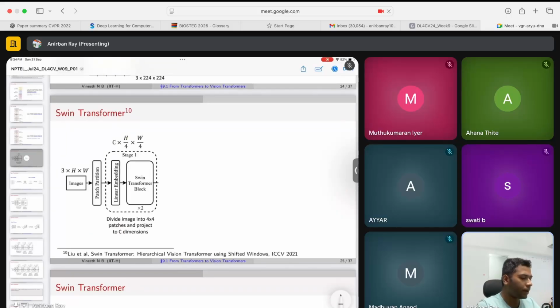They also define another type of transformer called the Swin transformer. What Swin is, is a type of hierarchical vision transformer. What you see here is the image, then patch partition. So patches are formed, then it goes to linear embedding. The embedding of the patches are formed, and then it goes to a Swin transformer block. It is not explained what is Swin. So let's go and see.